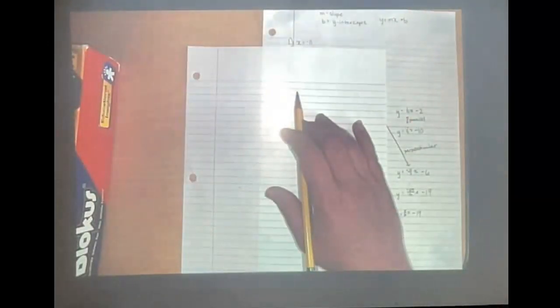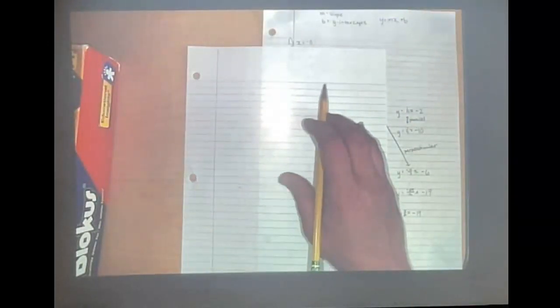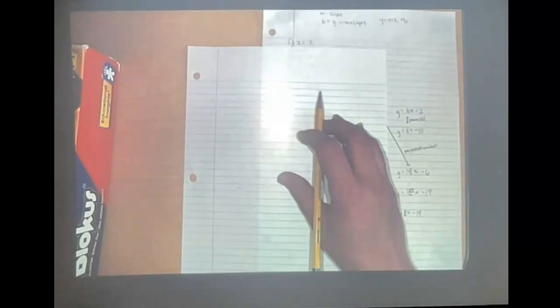Hey y'all, in this video we are going to be looking at how to change our equations from slope-intercept form to standard form. We are required to change 5 of our equations so that we can get that proficient mark.